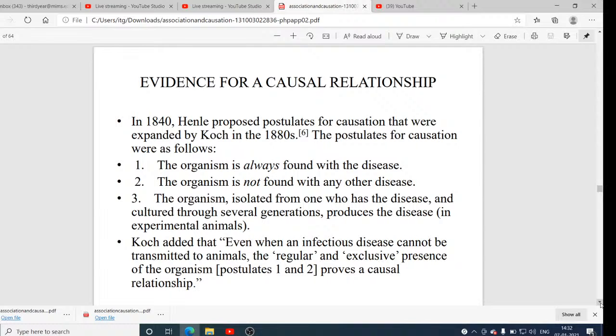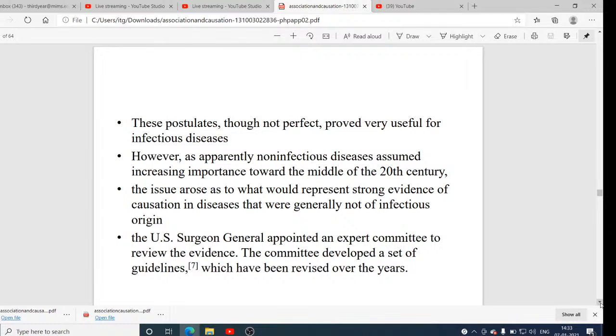And the last one, Koch also added that even when the infectious disease cannot be transmitted to animals, the regular and exclusive presence of the organism proves a causal relationship with the host. These postulates, though not perfect, proved very useful for infectious diseases.